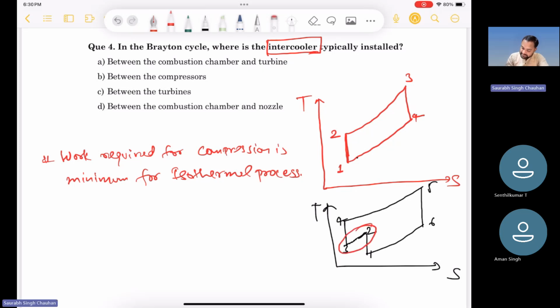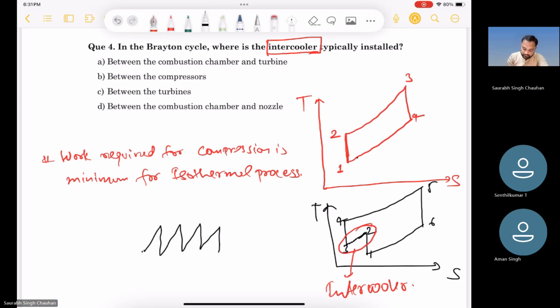So this 2 to 3, it is intercooler. So here we are using only one stage. Just imagine for a hypothetical case, if we were using a lot of stages, then how it will look like. It will look something like this: compression, then intercooling, then compression, intercooling, compression, intercooling, compression, intercooling.